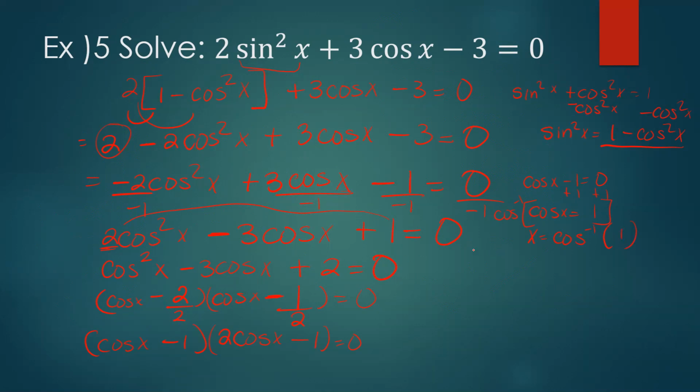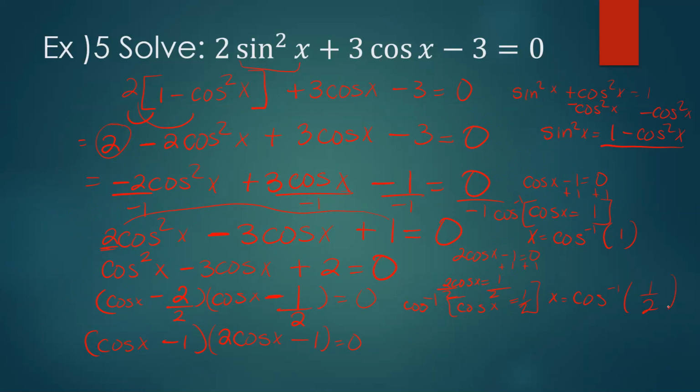You could now do the same thing with the other equation. So you get 2 cosine of x minus 1 equals to 0. Add 1, add 1. You get 2 cosine of x equals to 1. Divide this by 2. You would get cosine of x equals to positive 1/2. Take the cosine inverse. You would get x equals cosine inverse of positive 1/2, right?